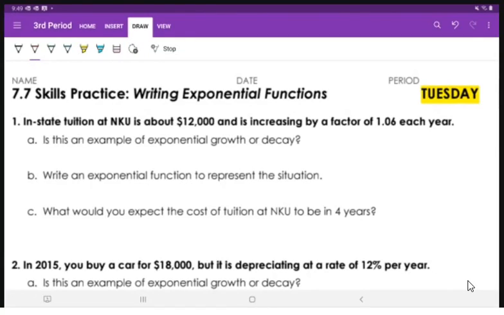So for Tuesday's skills practice, we're going to do 8 problems. I'm going to do the first 4 with you pretty step by step, but then I want to see how well you can do the last 4 on your own. So we'll try to get you a little more independent by the end of the class period today.